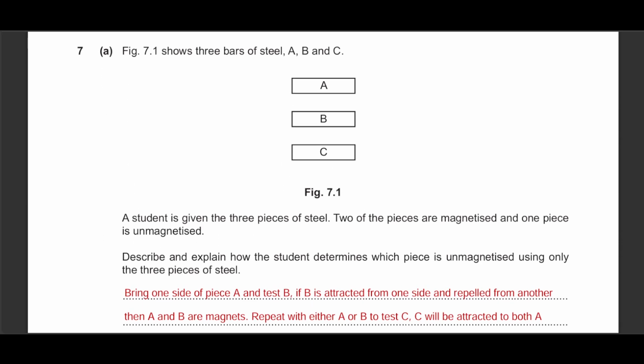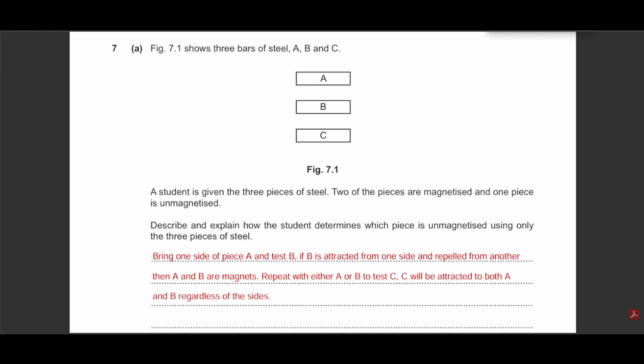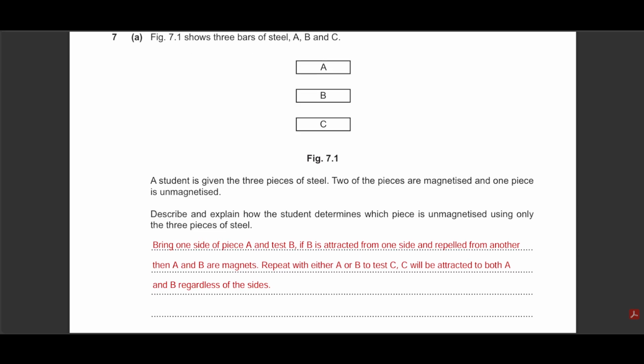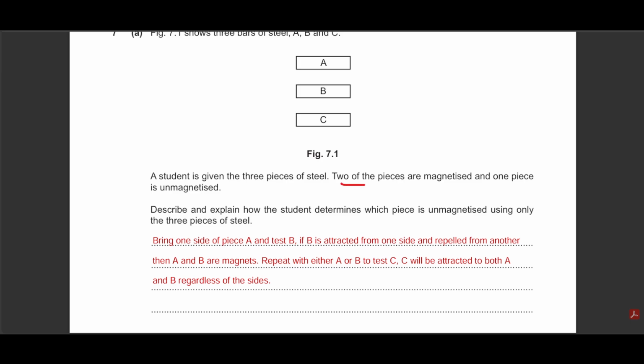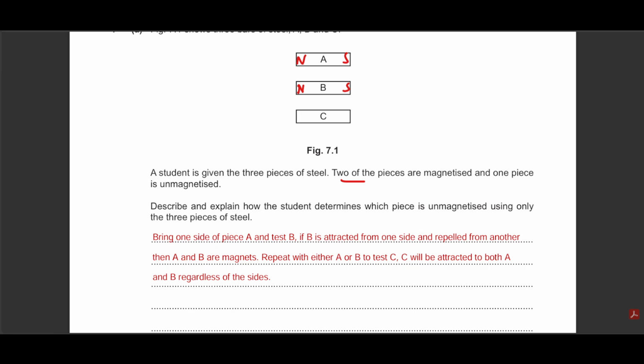Question number 7. This is a bit tricky in terms of how to phrase this, how to write this in proper English, but otherwise the concept was very simple. He says there are 3 steel bars. 2 of them are magnetized, which means that 2 of them are definitely bar magnets. So for the sake of example, if this is bar magnet 1 and bar magnet 2, one of them is unmagnetized, which means C, or it could be, for that matter, B or A, was not magnetized. Explain how the student can determine which piece is unmagnetized using only the 3 pieces of steel.